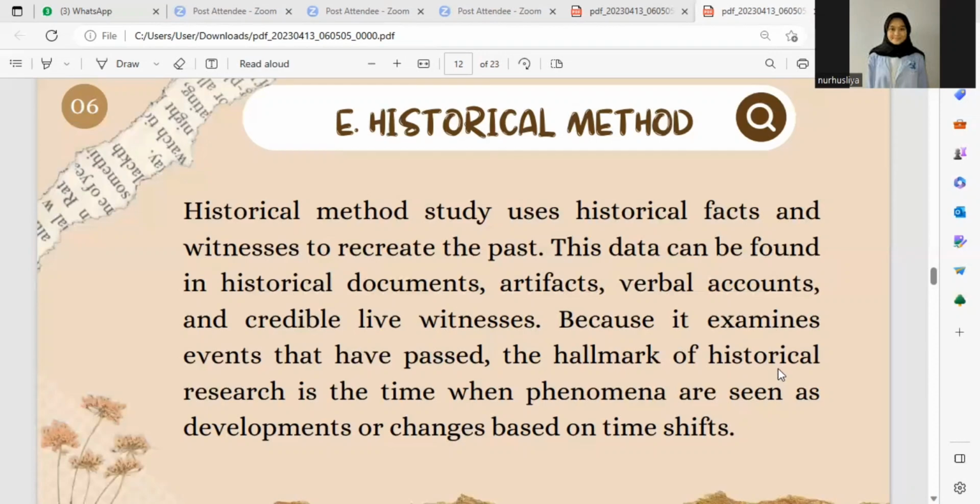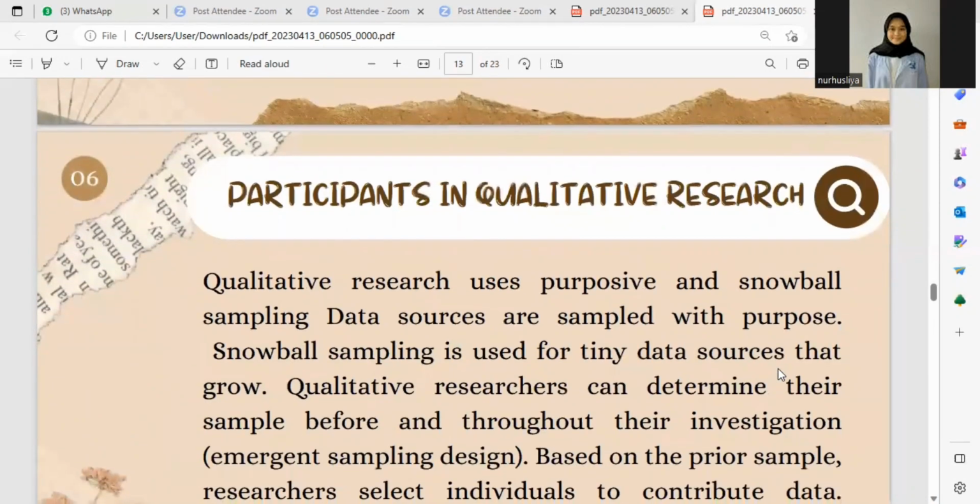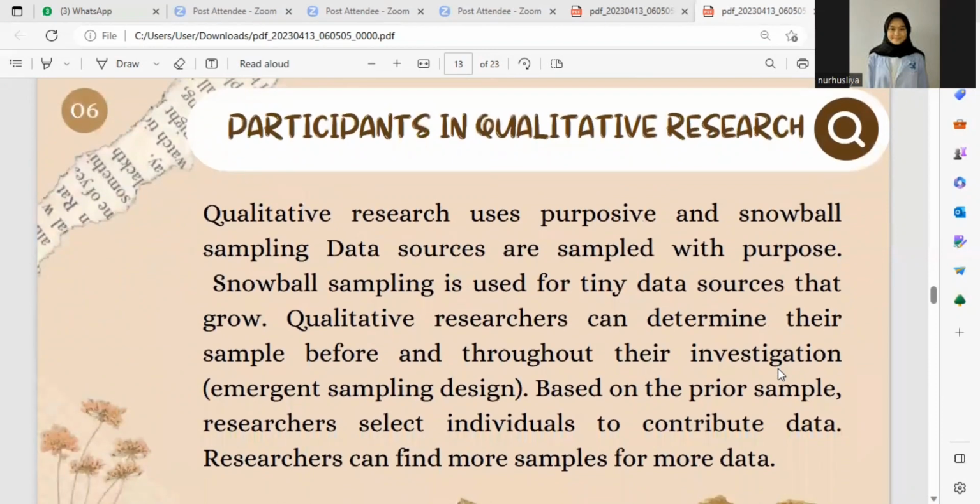Because it examines events that have passed, the hallmark of historical research is the time when phenomena are seen as development or change based on the time shift. Next, participant in qualitative research.